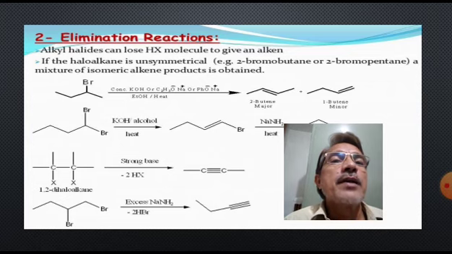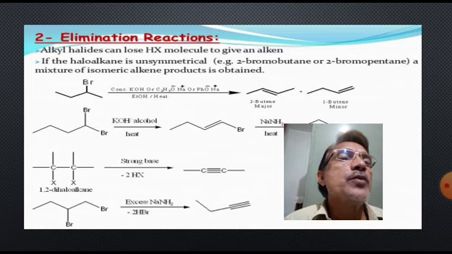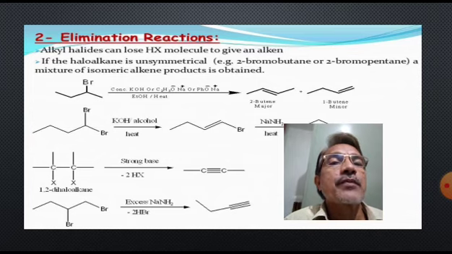Take the example, this is 2-bromobutane. When 2-bromobutane is treated with concentrated KOH in the presence of ethanol, it gives 2-butene as a major product and 1-butene as a minor product.